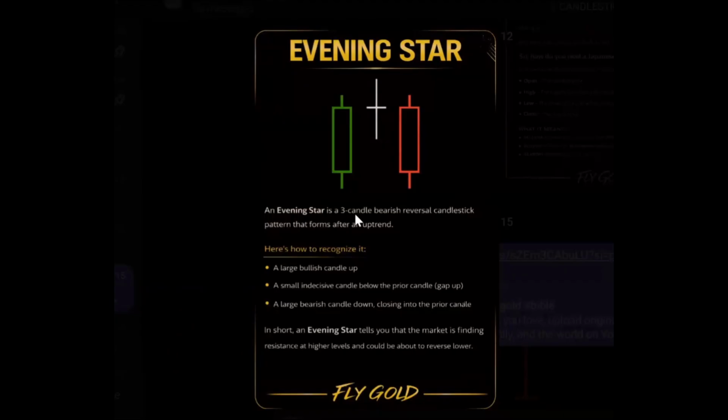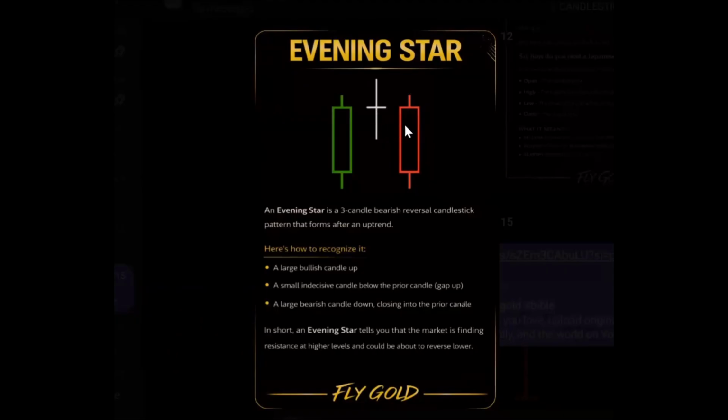So evening star is a 3 candle bearish reversal candlestick pattern that forms after an uptrend. So we can get the market going up, buying up, buying up. We'll get this candle, and then the next one will be what looks like a cross, is a doji. And then it'll come and completely go the opposite direction. Essentially, what an evening star and a morning star really is a railroad track with a doji in the middle. That's all it really is.